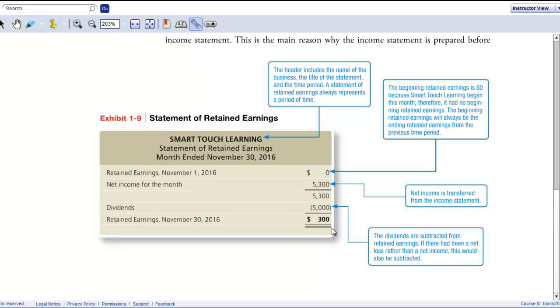This ending retained earnings figure is going to be the one that shows up on the balance sheet. Sometimes when people are trying to assemble their first balance sheets, they struggle, and they want to use this beginning number for some reason. That's not the case. We're always going to use this ending number.